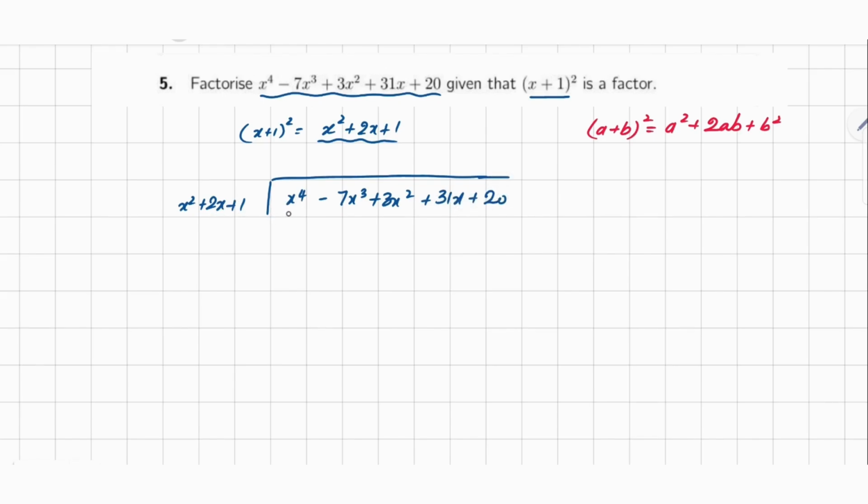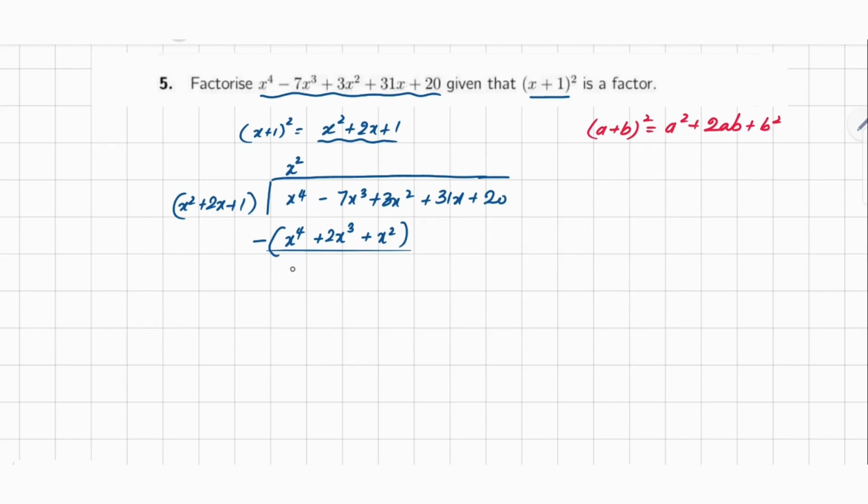So to continue, we need x to the power 4. We have an x squared term, so we multiply this factor with x squared. That gives us x squared times x squared is x to the power 4, 2x times x squared is 2x cubed, and 1 times x squared is plus x squared.